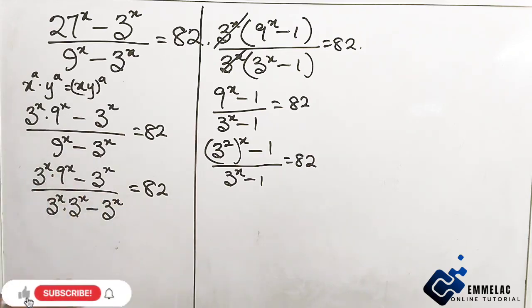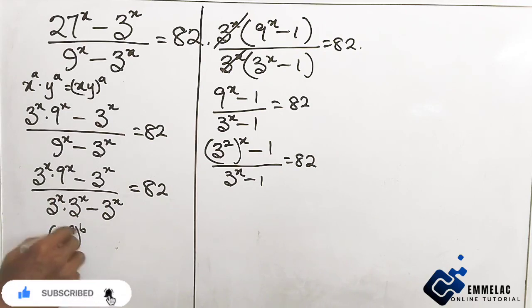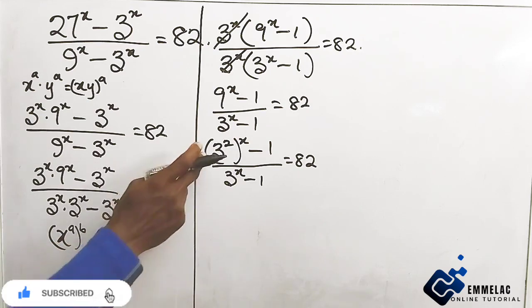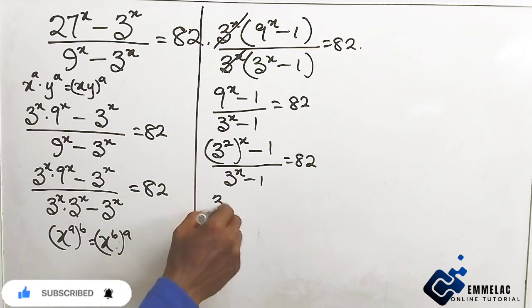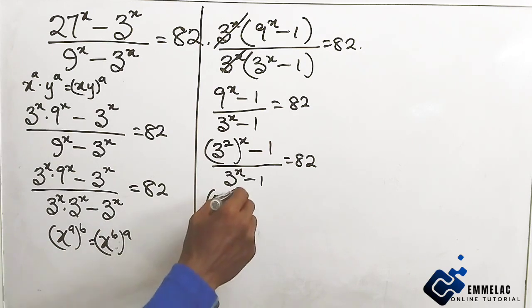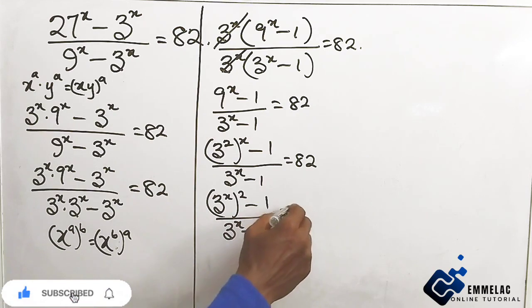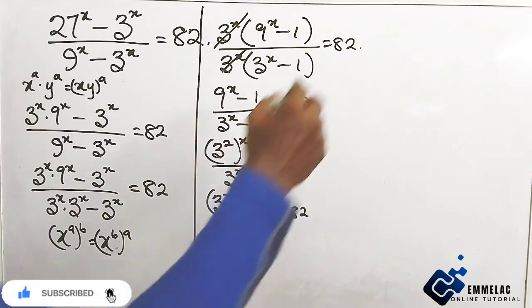Alright, now recall also that if you have x raised to the power of a times b, you can interchange the base, so here you have x raised to the power of b times a. Now if I implement it here, this is 3 raised to the power of x, raised to the power of 2, minus 1, then all over 3 raised to the power of x minus 1 equals 82.